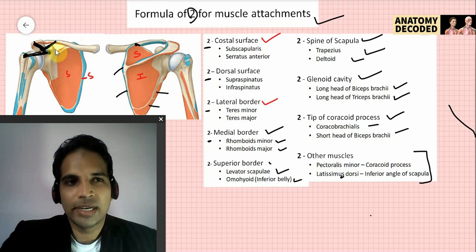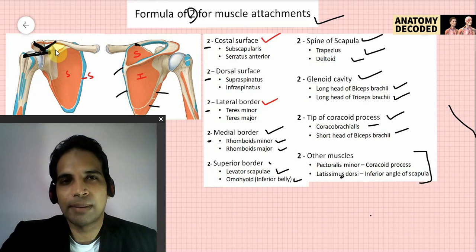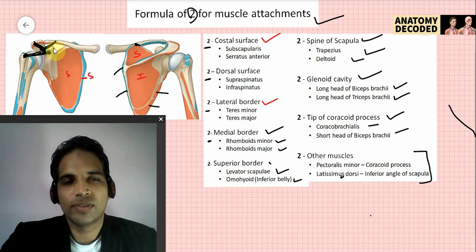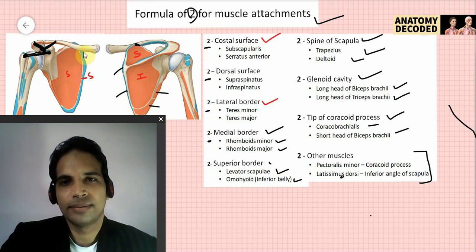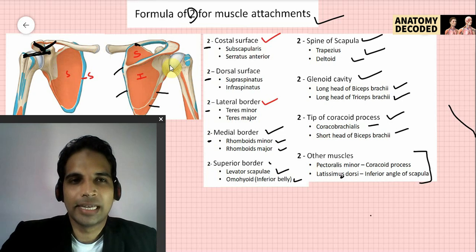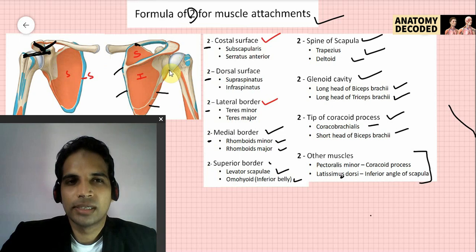And there is one more ligament here which bridges the gap of the suprascapular notch. The ligament here is the transverse scapular ligament, also called the suprascapular ligament. So these are the various ligaments of the scapula. And the joints formed by the scapula are: the glenoid cavity articulates with the head of the humerus to form the shoulder joint, which is a ball and socket variety of synovial joint.